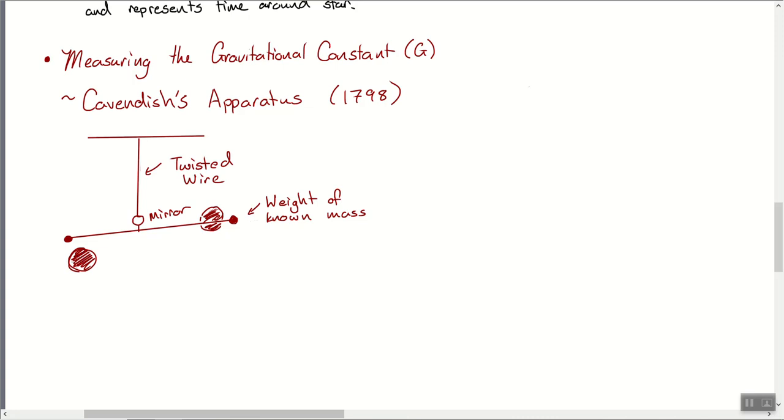Any two masses always do what? They attract. Now, if this hypothetically were a 10-pound ball and this were a 1-pound ball, I don't think the 10-pound ball is going to be the one that moves. I think it's going to have to be the smaller one. Would you agree with that? So what we see happening is the whole apparatus will rotate.